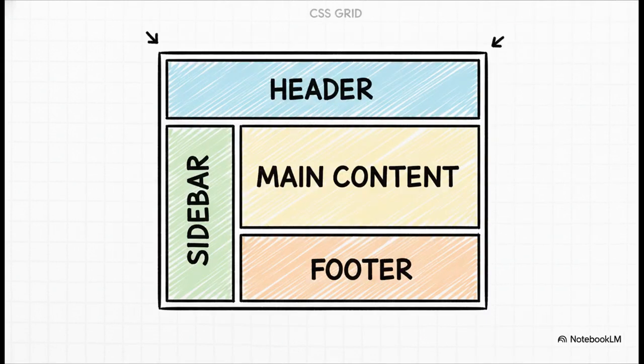CSS Grid, though, gives you this incredible control over the entire page structure. You can create really complex layouts using flexible FR units, that just means fraction, to divide up the space perfectly. You can even name different areas of your grid, like header or sidebar, and then just completely rearrange them for different screens. It is a wildly efficient way to manage layouts.